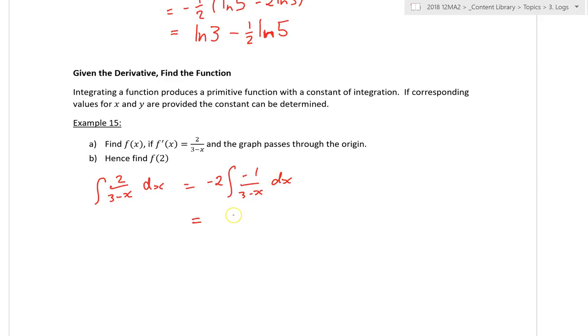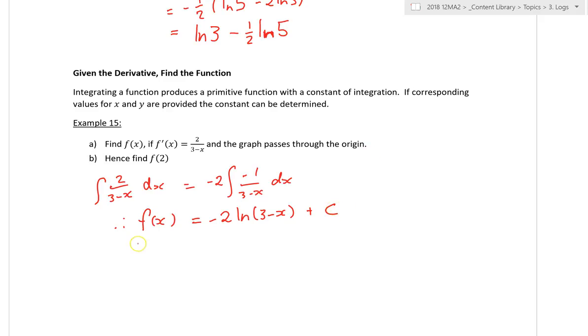Right, so this means I get the negative 2 times the log of 3 minus x plus a constant, because this is an indefinite integral. Right, so that means that function x, that's what we've found now. Function x is this thing here, but I don't know the constant.